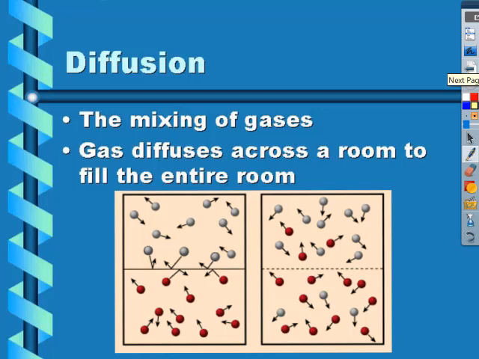Diffusion is the mixing of gases. Gases diffuse across a room to fill the entire room. If I spray perfume on one side of the room, it's going to eventually make it to the other side of the room.